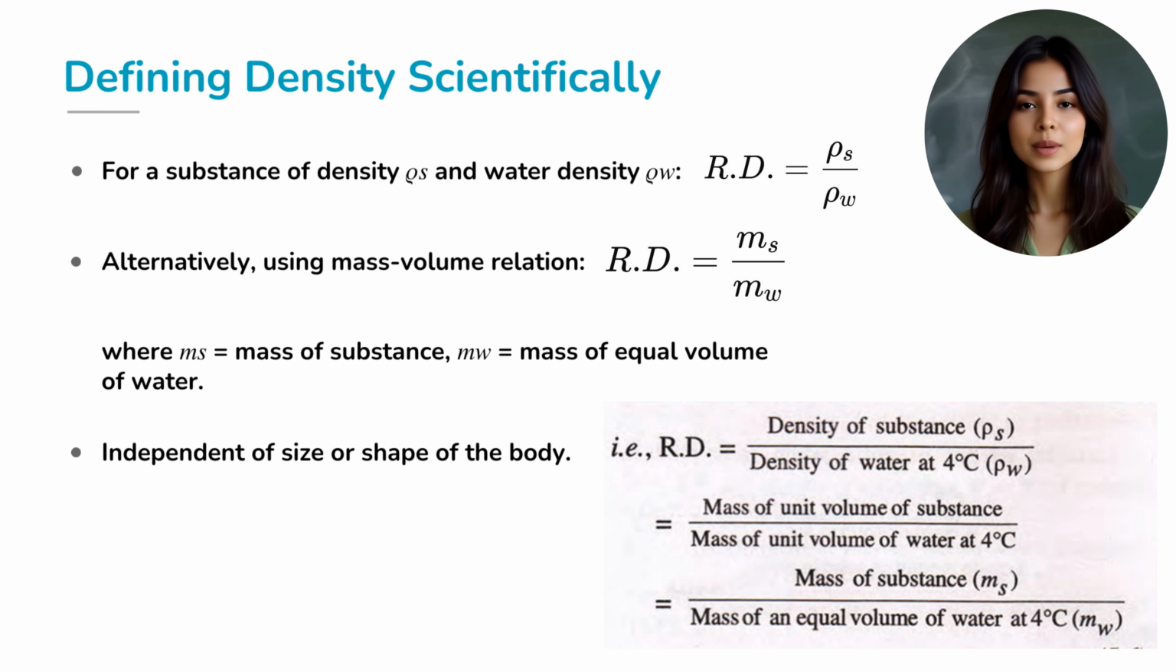Let's define it mathematically. The relative density, RD, is given as the density of the substance divided by the density of water at 4 degrees Celsius. In equation form, RD equals rho sub S divided by rho sub W. We can also define it in terms of mass. The RD of a substance equals the mass of the substance divided by the mass of an equal volume of water. Notice how it doesn't depend on the shape or size of the object, it's purely about density.